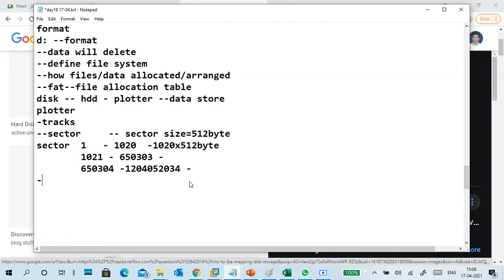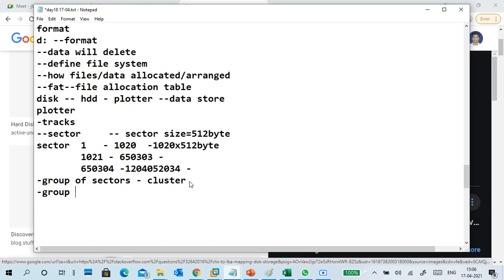Next, group of sectors. Group of sectors means a combination of 3, 4 or 5 sectors. This group of sectors we call a cluster. Cluster in the hard disk means group of sectors.